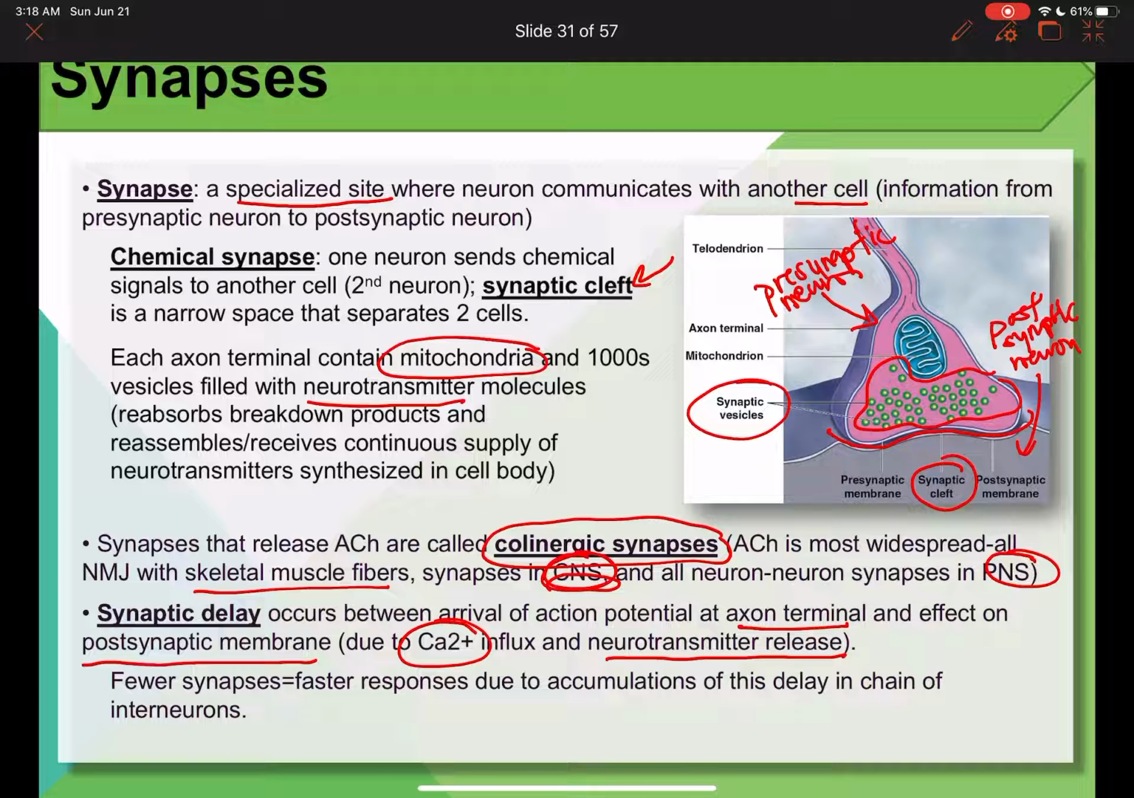And hence, because we have to wait for calcium to come into the axon terminal to activate the exocytosis of neurotransmitter, the more synapses there are, the more we have to wait around for these neurotransmitters to be released into the synaptic cleft. And hence, the fewer synapses the route from a sensory neuron to a motor neuron has, the faster the response, because more synapses means more time accumulated waiting for that influx of calcium ions and neurotransmitter release. So fewer synapses, faster responses.